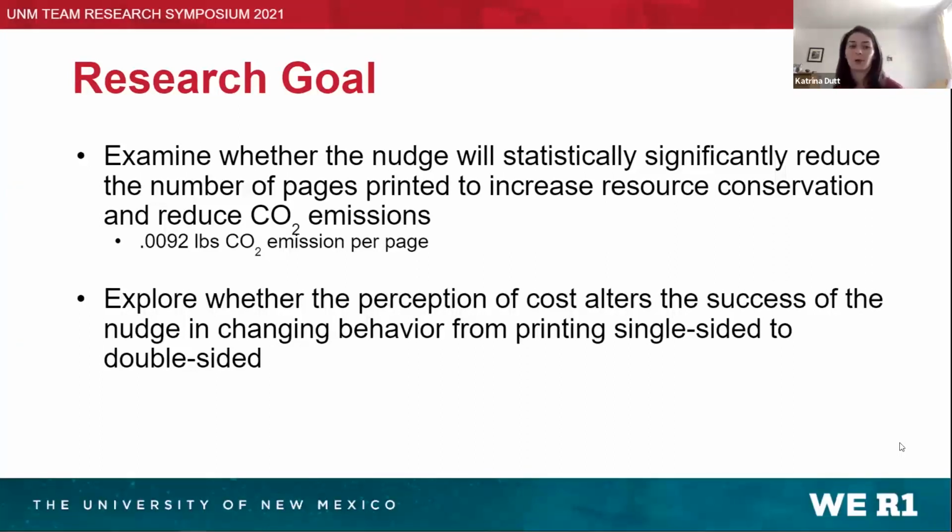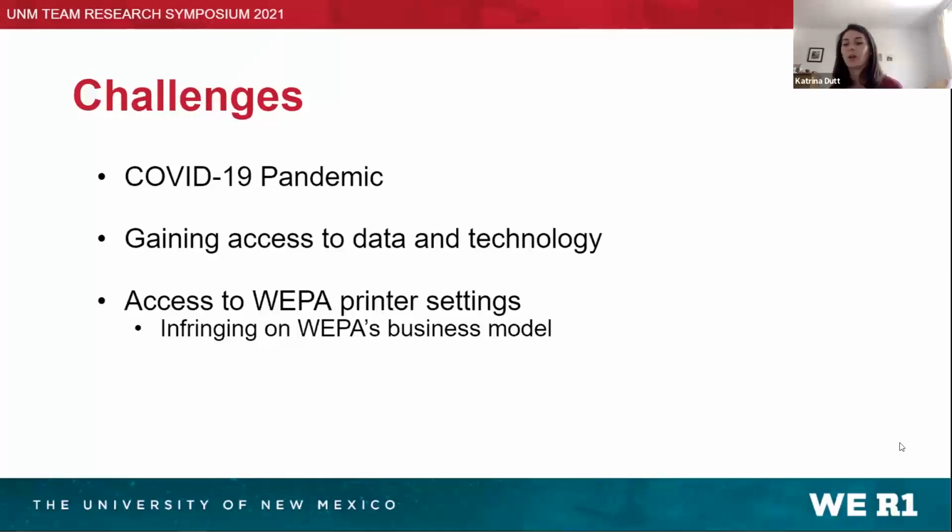We'd also like to explore whether cost perception can alter the success of the nudge in changing behavior. As I mentioned earlier, the 3 different classes of printing have 3 different perceptions of cost. The first one, the WEPA ones, students actually have to pay out of pocket. And in the last 2, they're essentially free to the student. So we really want to know, will students who feel like they're printing for free change their behavior enough to reduce paper usage?